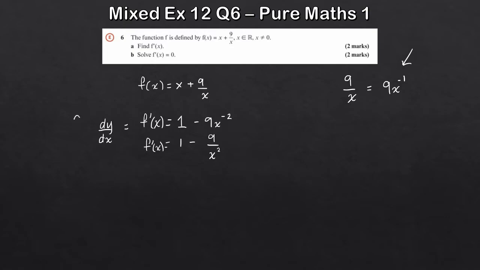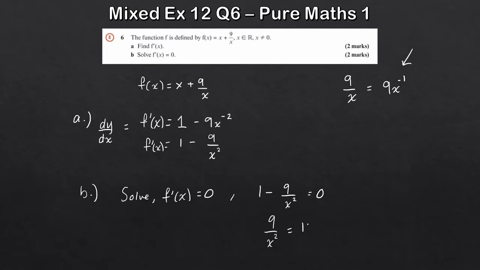So that's part A, then part B, we have to solve f prime of x is equal to 0. If we set this equal to 0, 1 minus 9 over x squared is equal to 0. I'm going to take this negative part across to make it positive. So 9 over x squared is equal to 1.